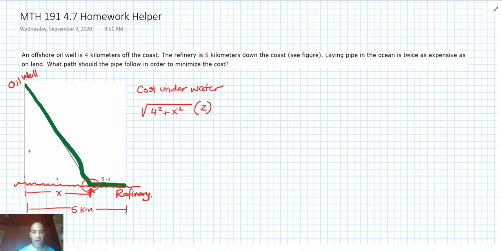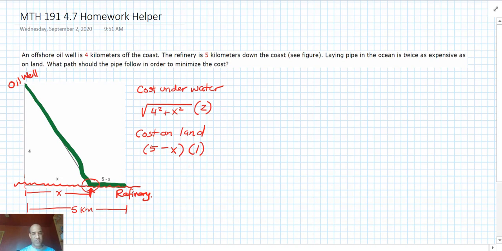So now for the cost on land, for laying our pipe here, that one's a lot easier. It's just going to be this 5 minus X. No problem. That's how long that is. If this is X, that part's going to be 5 minus X. And I'm just going to put times 1 here. We really don't need it, of course, because it's just multiplying by 1. But just to emphasize the point that this is going to be twice as expensive as that.